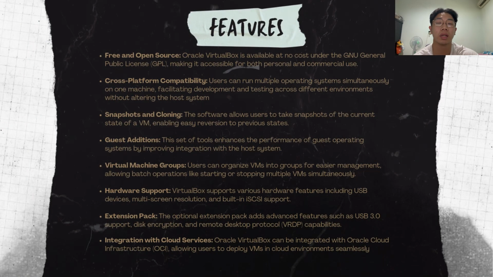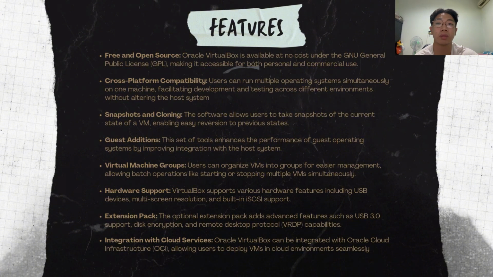So the features that we have, the first one is free and open source. Oracle VirtualBox is available at no cost under the GNU General Public License, making it accessible for both personal and commercial use. Cross-platform compatibility: users can run multiple operating systems simultaneously on one machine, facilitating development and testing across different environments without altering the host system. Snapshot and cloning: the software allows users to take a snapshot of the current state of a VM, enabling easy reversion to a previous state. Guest Additions: this set of tools enhances the performance of the guest operating system by improving integration with the host system.